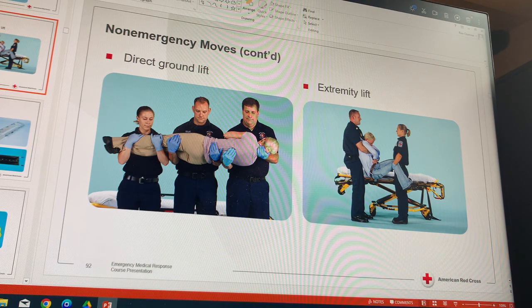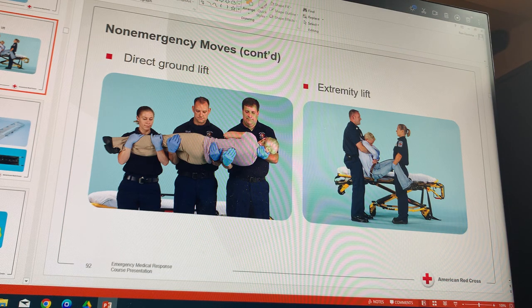On a signal from the responder at the patient's head, all 3 responders lift the patient to their knees and support the patient by rolling the patient against their chest. On the next signal, all will rise to their feet and move the patient to the stretcher. Reverse the steps to lower the patient. Responders should keep their back straight and lift with their legs.